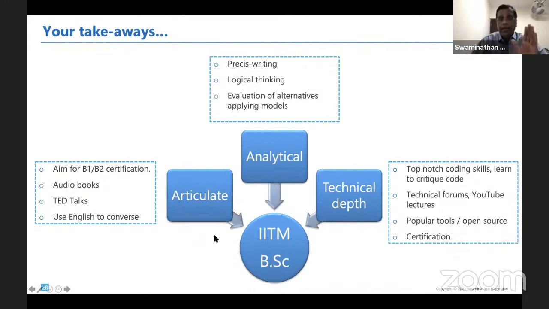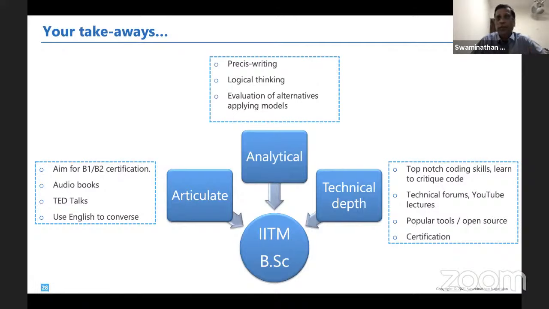So my request to you will be, by the time you graduate, think about getting an English certification at a B1 or a B2 level. For example, you can take IELTS, or TOEFL, or Certificate in Advanced English. Even if a company wants to post you abroad, this certification will become mandatory. Most countries impose that you should be qualified in English.